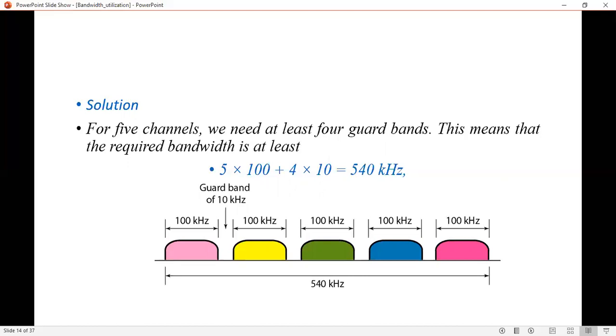In the question the guard band is given as 10 kilohertz. Similarly you have 4 gaps, that means 4 guard bands, each of 10 kilohertz. Each channel is 100 kilohertz, and you have 5 channels, so 5 into 100 plus 4 gaps into 10 kilohertz, that is 40. Now 500 plus 40 gives 540 kilohertz. This is the required bandwidth.